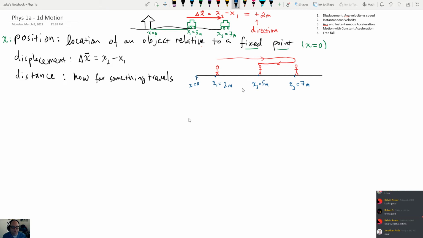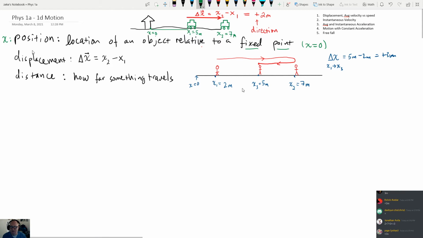Alright, so let's talk about the displacement between the beginning point and the ending point. Can anyone tell me what that would be equal to? What is the displacement to go from x1 over to x3? It's 3 meters. Is it positive or negative? It's positive, right? Because you would do 5 meters minus 2 meters, and you would get a positive 3 meters.